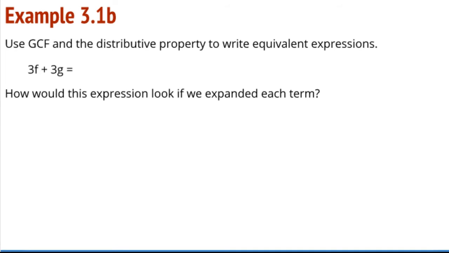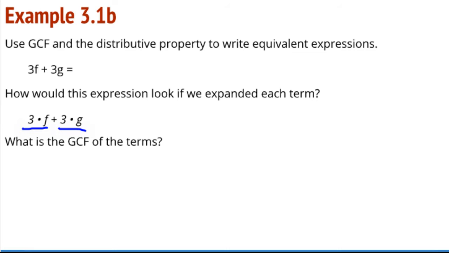And to help us find the greatest common factor, we are going to write this expression and expand each of the terms. So we would write out 3 times f plus 3 times g, just like we've practiced in other lessons. Let's expand this out and see what factors we actually have. And then we can compare the terms and we can ask ourselves, what is the greatest common factor? What is the largest factor that they share? Well, in this term, I've got a 3 and an f, and in this term, I've got a 3 and a g. What factor do they share? Well, they share 3. 3 is the only factor they share, therefore it is the greatest common factor.